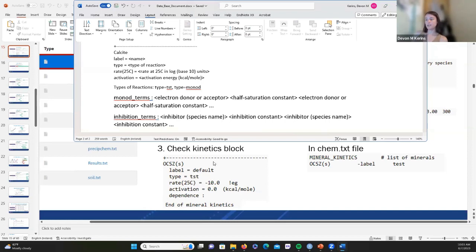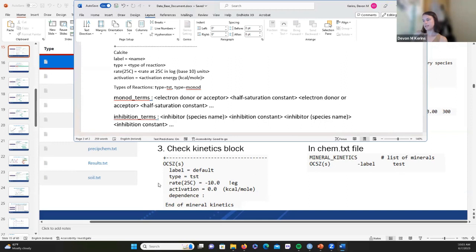So this is actually the wrong kinetics block. We would want to go back and look in the database for the type of rate law that's a Monod controlled rate law. And so that must be why we have it labeled test, as in the kinetic block labeled test would be a Monod type rate law.